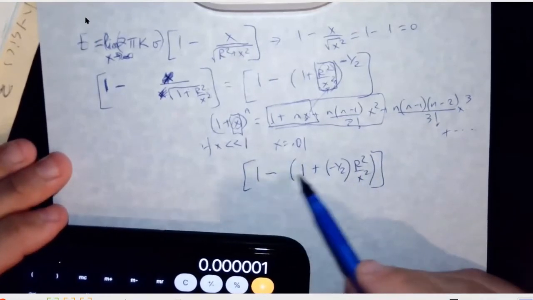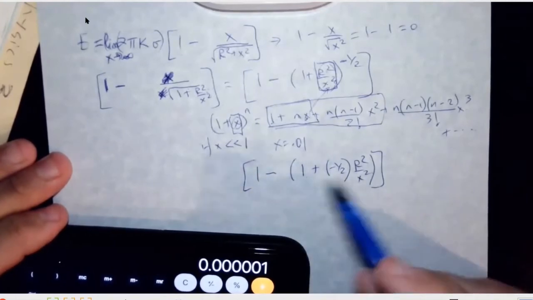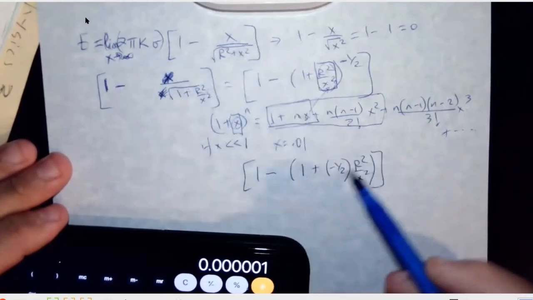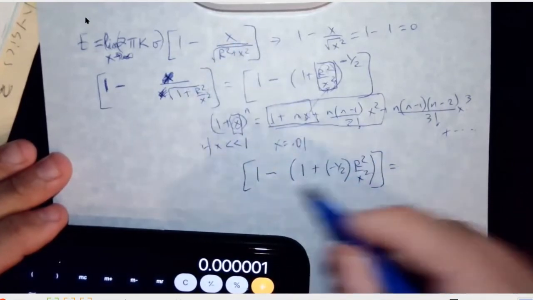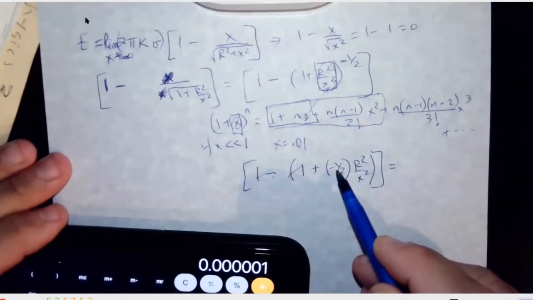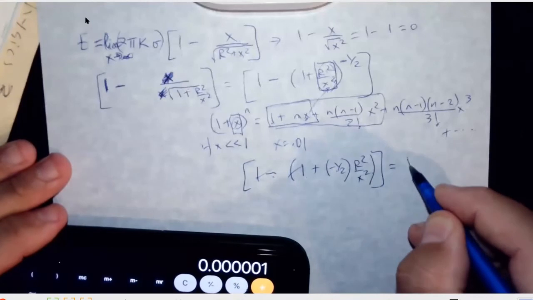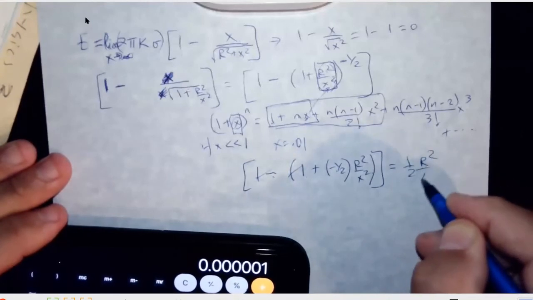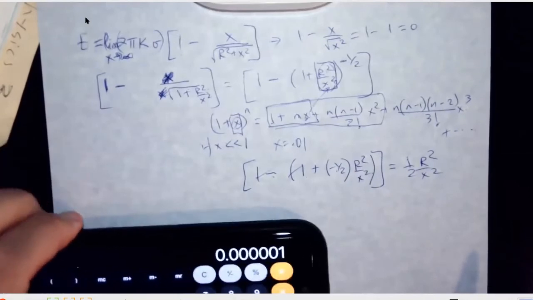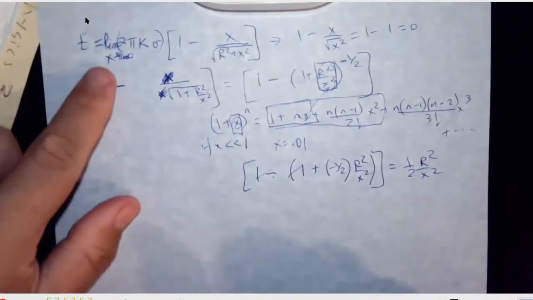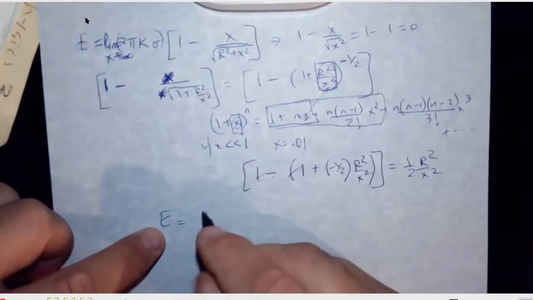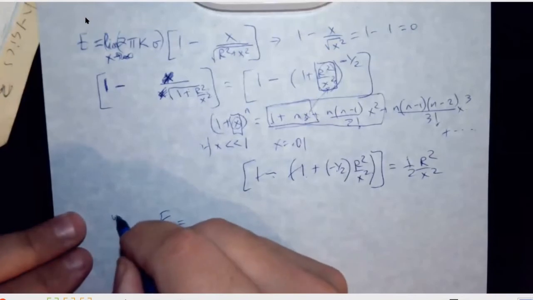So what does this simplify to? In other words, this function now reduces to this thing, and then the 1 cancels the 1, and the negative distributes to this negative. So you essentially get half r squared over x squared. Oh yeah, look at what's going to happen. So now the electrical field is going to be what? When we're far away, when x is large.